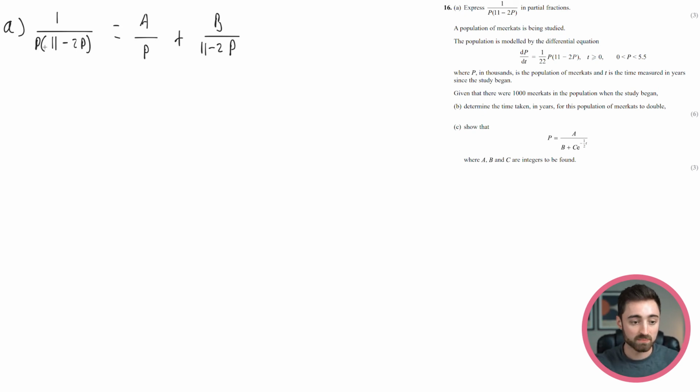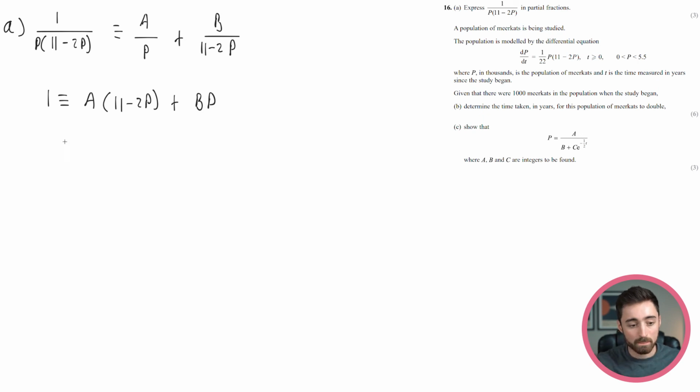So we're going to multiply by everything on the bottom here, getting us 1 equals a. P is going to cancel. I'm going to be left with 11 minus 2p here, plus b, and then the same thing with the 11 minus 2p, so I'm left with b p. What I can now do is just substitute in values of p because, technically, it's an identity, isn't it? Because it's valid for all values of p, essentially.